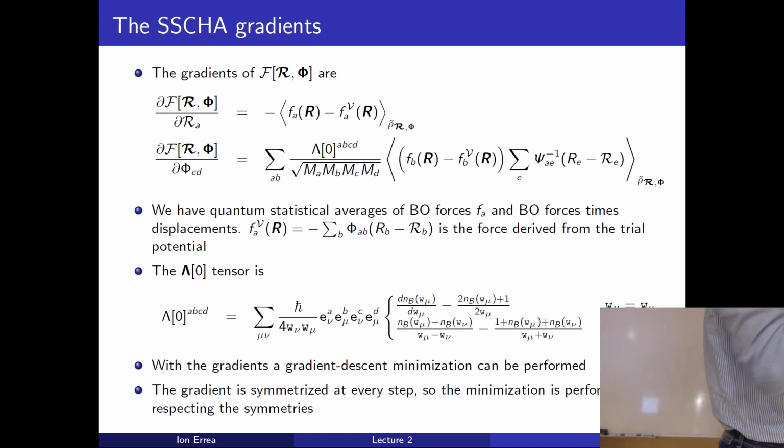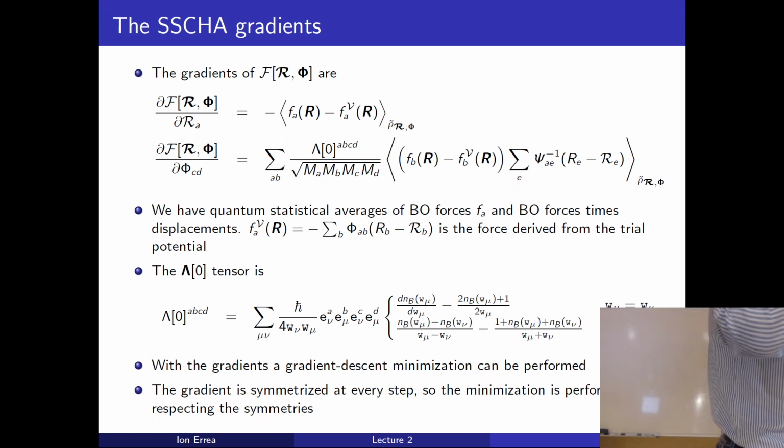The gradient with respect to the force constant is a bit more complicated. Here we have a tensor, given here, where we have polarization vectors and auxiliary quantum frequencies that enter. It's a complicated object, and the temperature also affects it, so you see the Bose-Einstein occupation factor. Here we have masses. And we have the quantum statistical average of the difference between the true force and the force F with V tilde, which are the forces defined by our trial harmonic auxiliary force constant, which are basically these.